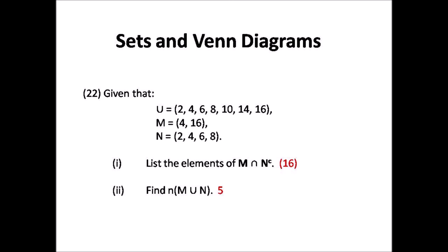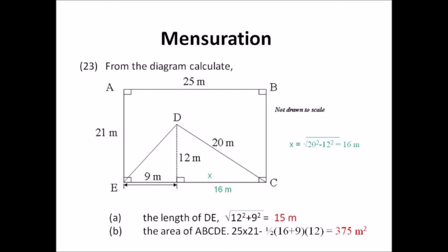Number 23, mensuration. From the diagram, you have to calculate the length of D, worked out by Pythagoras, and you get 15 meters. And then the area of that would be the area of the whole rectangle minus the area of the triangle. That's all you do. Find the area of the whole rectangle, 25 by 21, and the triangle, the half, and that would be 375 square meters. Remember to put your answer in square units for the area. And that's it. When you subtract, then you have it.